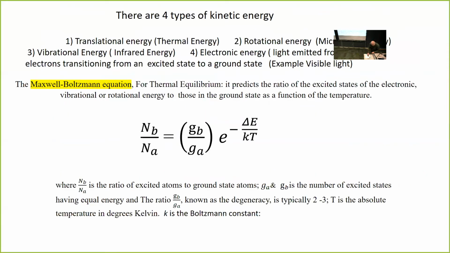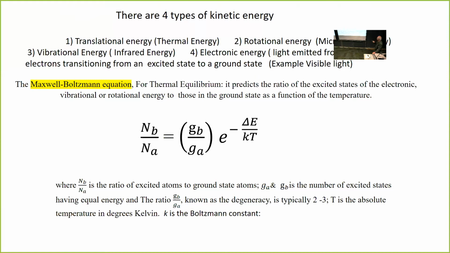So to begin with, some basic physical chemistry. There are 4 types of kinetic energy. Translational energy, which is thermal heat. Rotational energy, which we know as microwave energy. Vibrational energy, which is infrared. Electromagnetic radiation, which is the light that you see. That's when electrons from an excited state go back to a ground state. So the Maxwell-Boltzmann equation for thermal equilibrium predicts the ratio of excited state of the electrons, both vibrational or rotational, to the ground state as a function of temperature.